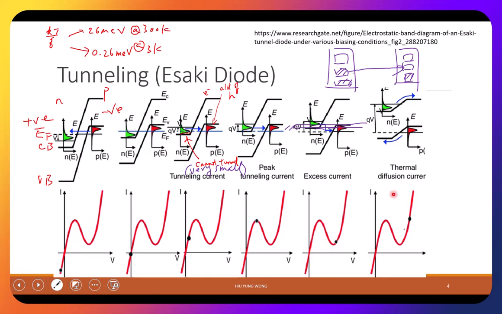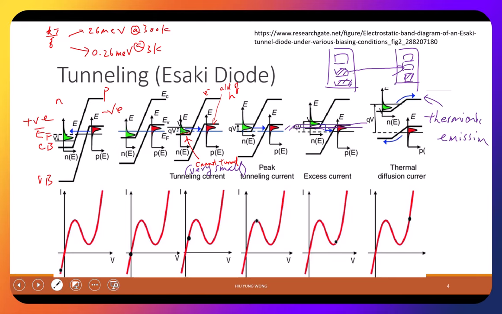And then eventually, when you have a large enough bias, it becomes a regular diode under forward bias. You just have thermionic emission, right? This is thermionic emission, not tunneling. Then your current picks up again, like a regular diode. Yeah, it's like a common current.